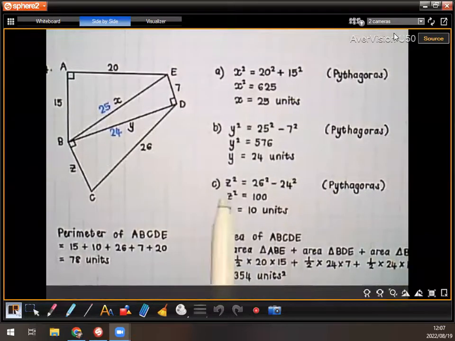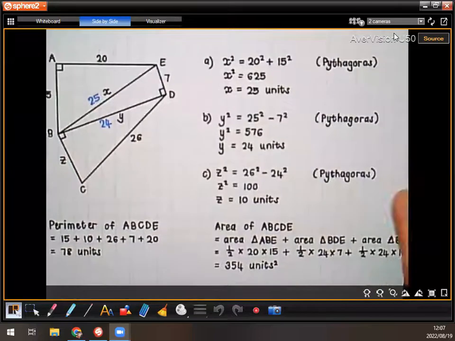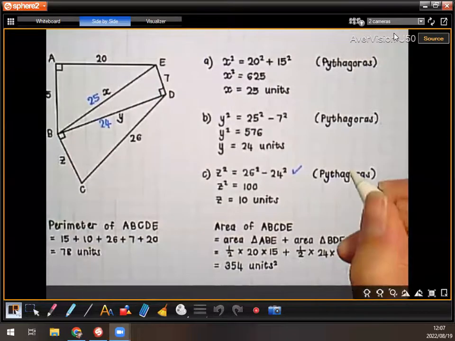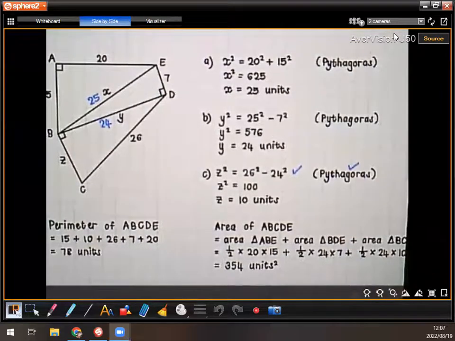Please, you have to write at least this first line, Pythagoras, and then the answer. You can get 3 marks for a calculation like this. 1 mark for that line, so for knowing that you take the hypotenuse squared minus the other one squared. 1 mark for your reason, and then 1 mark for actually getting that answer.